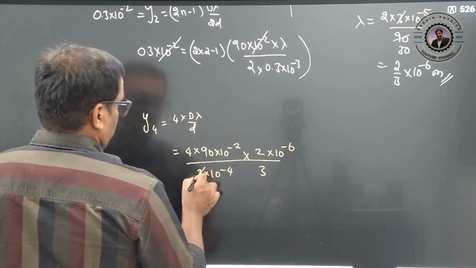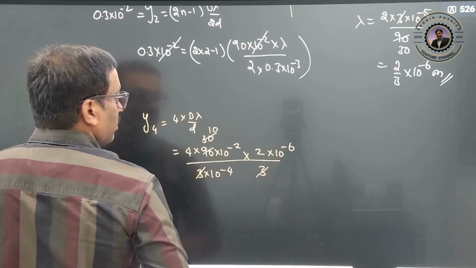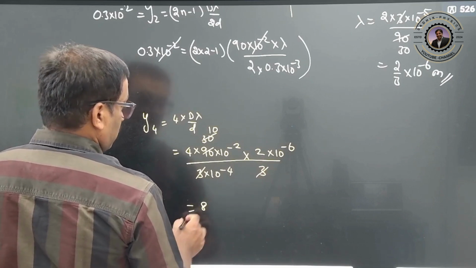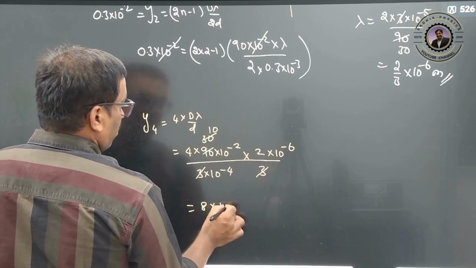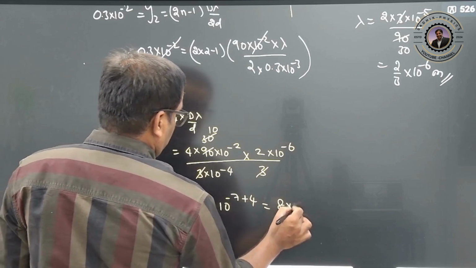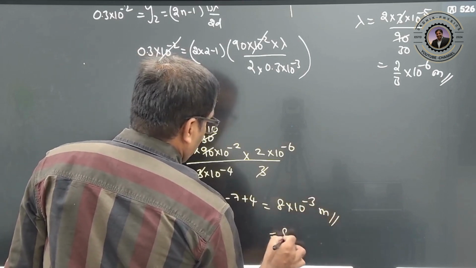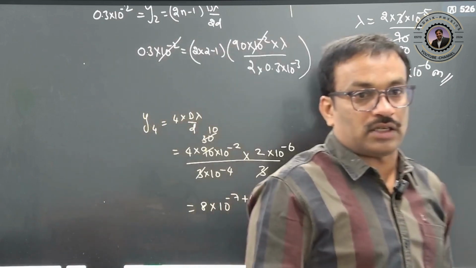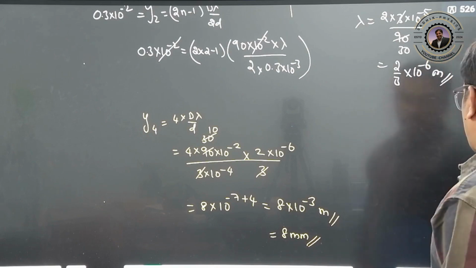So this works out to 8 into 10 to the power of minus 7 plus 4, that is 8 into 10 to the power of minus 3 meters, or 8 millimeter. So this is the distance of the fourth bright fringe. Now we will go for one more question.